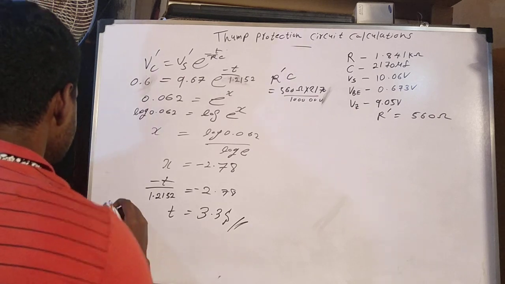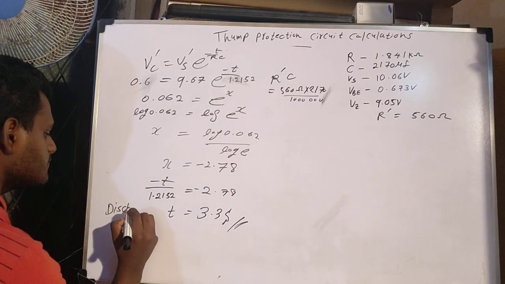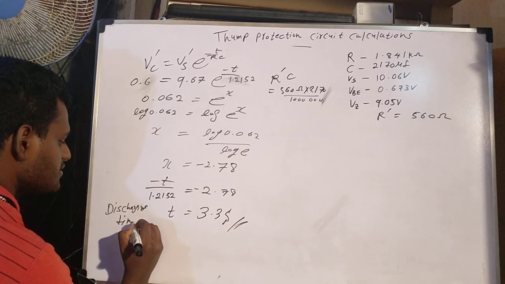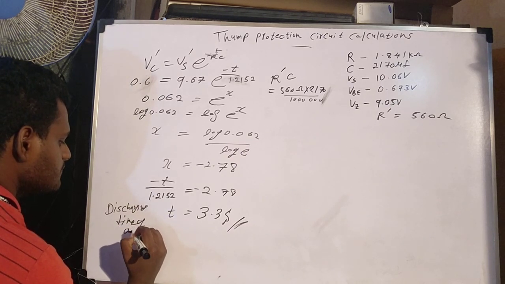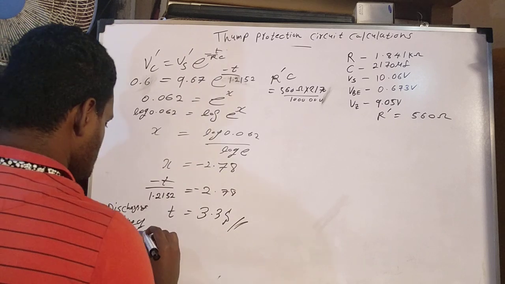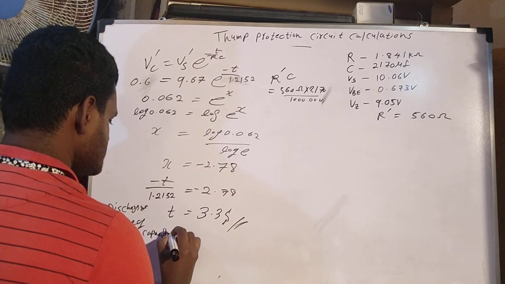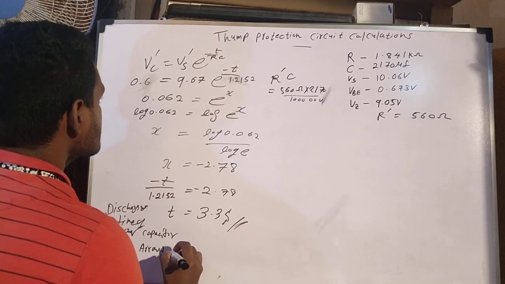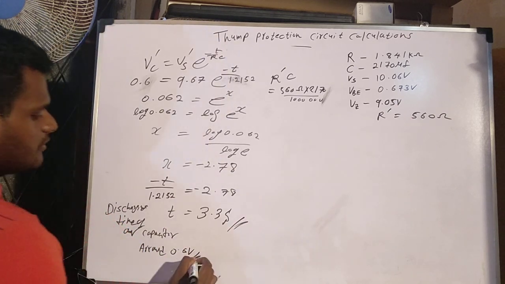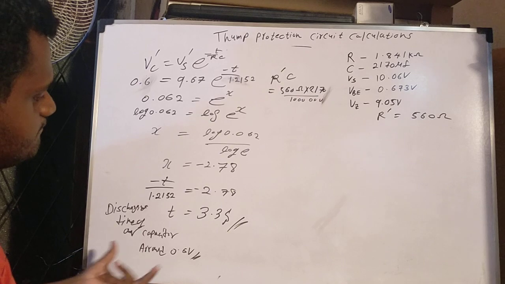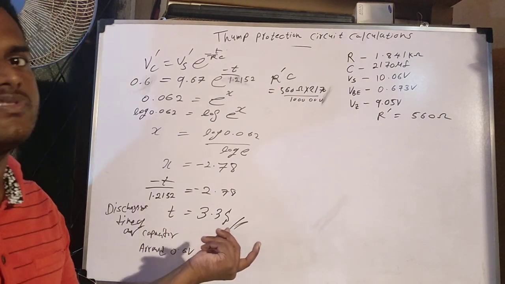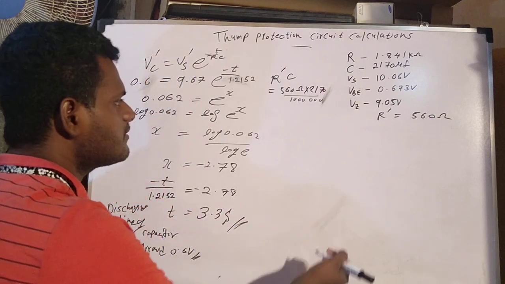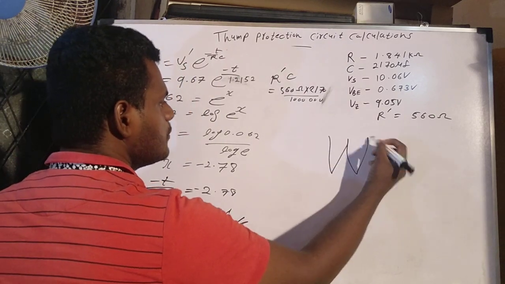So this is our discharging time of our capacitor, around 0.6 volts. So it takes 3.3 seconds. So you have to remember that voltage value.